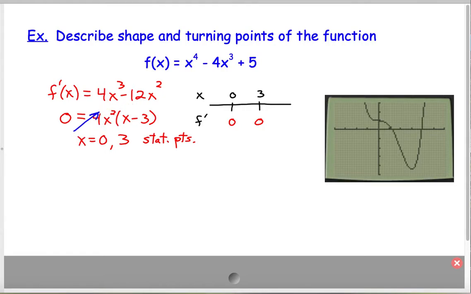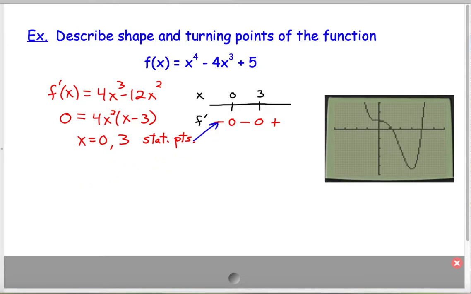Doesn't matter what x is, this is always going to wind up being a positive value, multiplied by whatever this is. So if I plug in a negative 1 here, this is going to be a negative. Positive times a negative is a negative. Okay, let's pick a number between 0 and 3, like 1. If I plug in a 1 here, I'm going to get a negative times positive. Still gives me another negative. And then finally, if I pick a number greater than 3, like 4, and plug it in, I'll get positive times positive is positive.